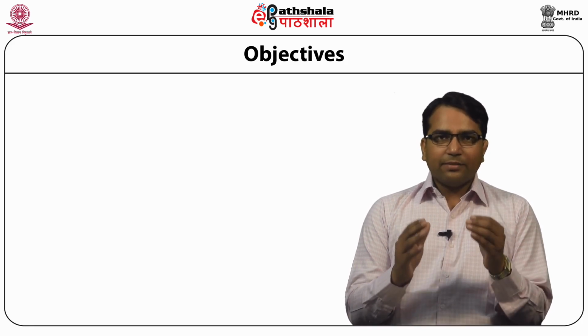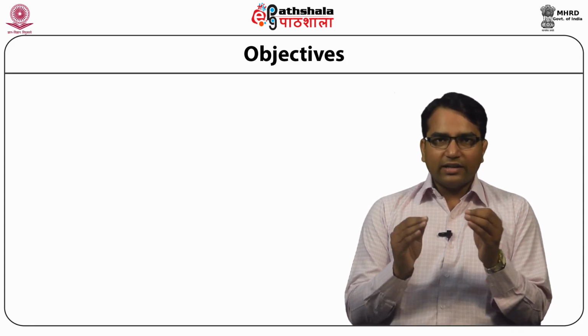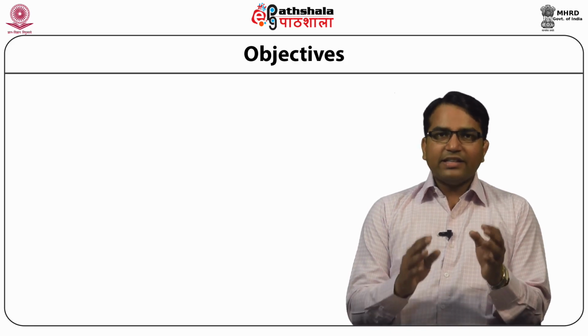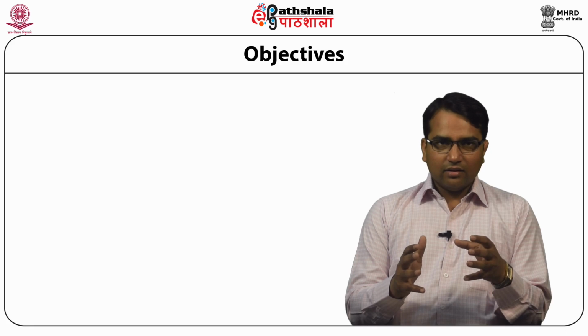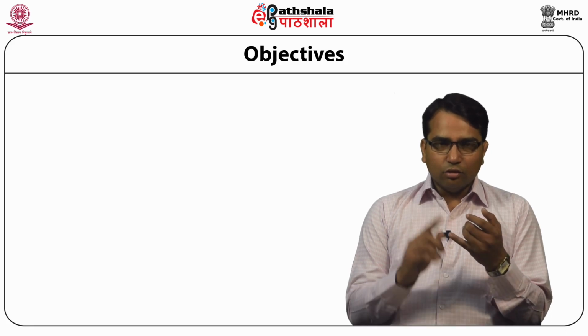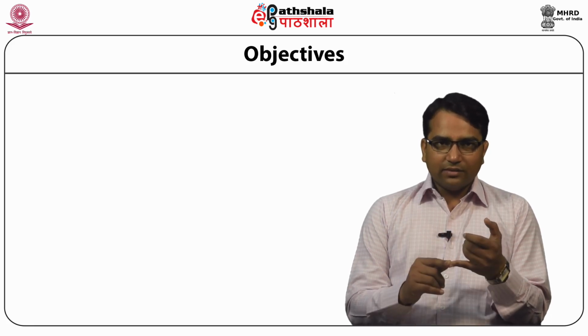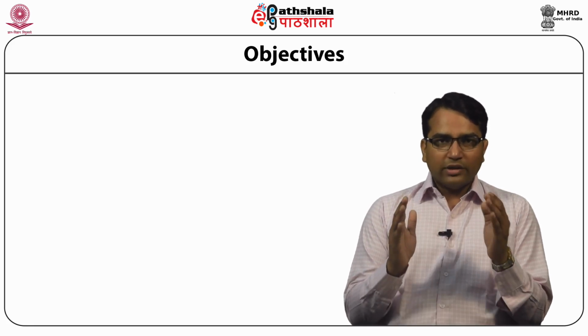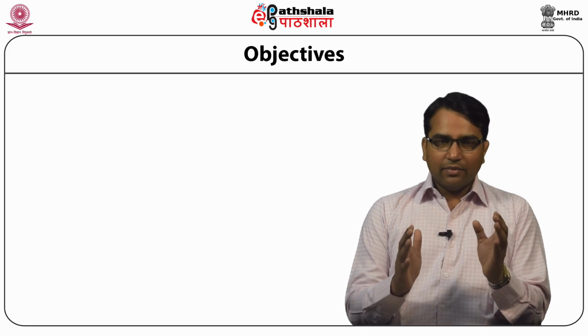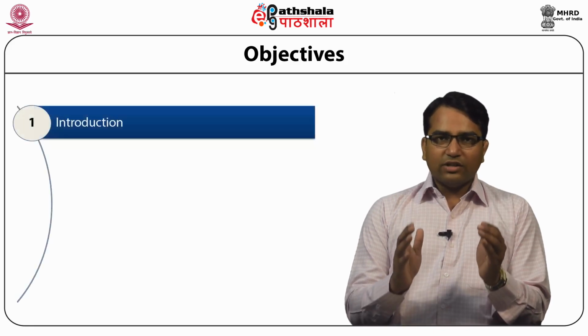So the objective of this module is to understand three enzymes out of the thousands of enzymes present in the cell. Those enzymes are trypsin, ribonucleases and carboxypeptidases. So in this module, first we will have a brief introduction about these enzymes.